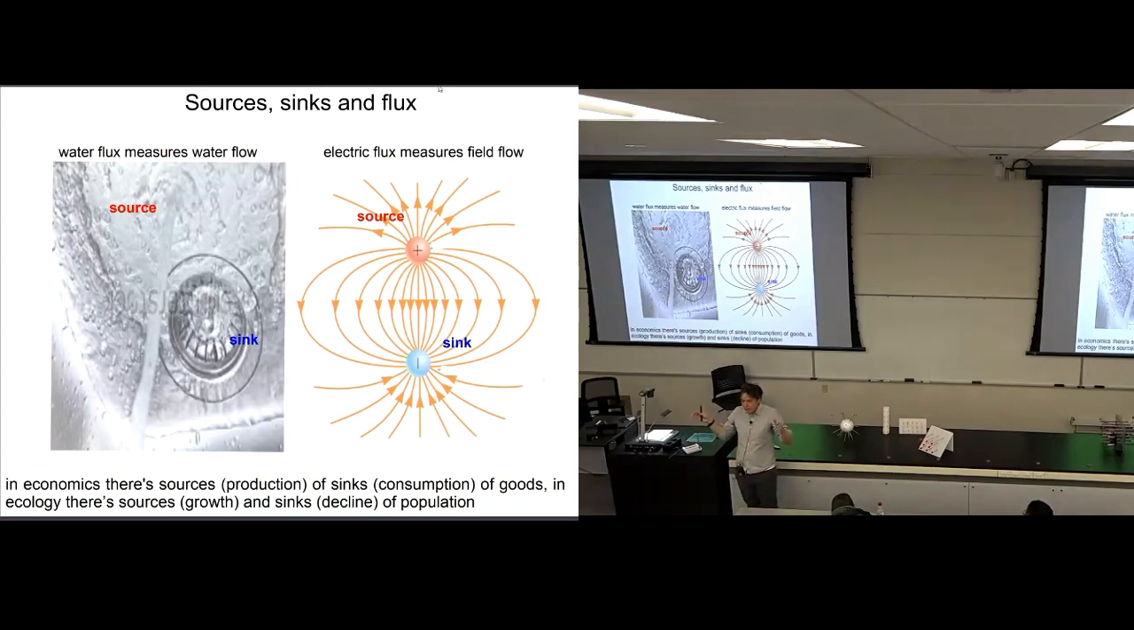These ideas of sources, sinks, and fluxes come up in all sorts of areas, actually. In economics, the production of goods, that's a source, and the consumption of goods, that's a sink for the goods. So it comes up there. In biology, ecology, the growth, that's a source, and the decay away, the decline of a population, that's the sink for a population. So it comes up in a lot of different fields.